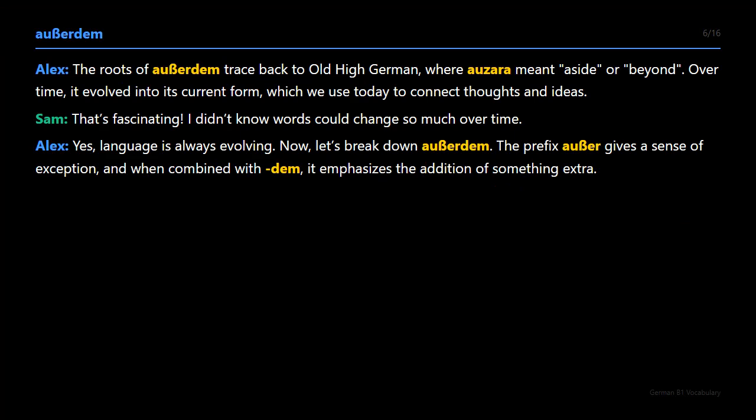Now, let's break down Außerdem. The prefix Außer gives a sense of exception, and when combined with Dem, it emphasizes the addition of something extra.